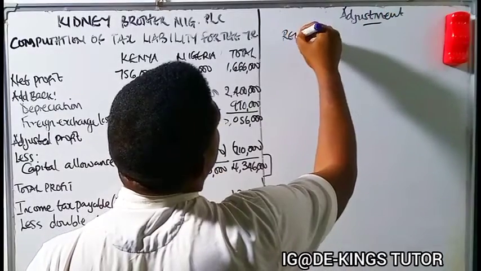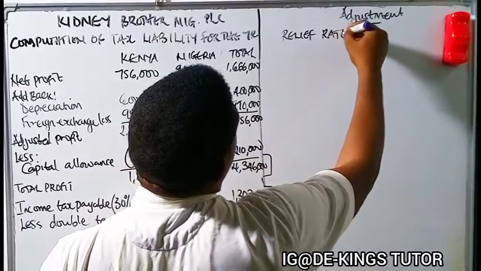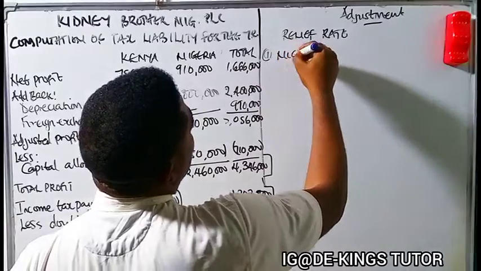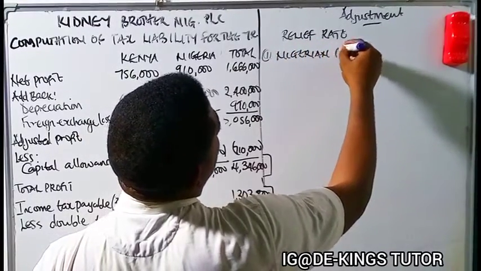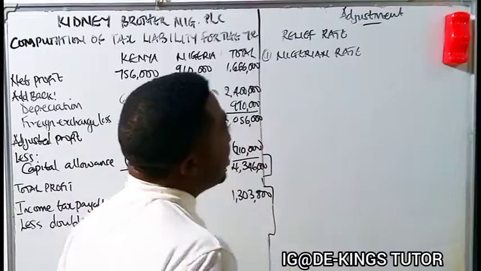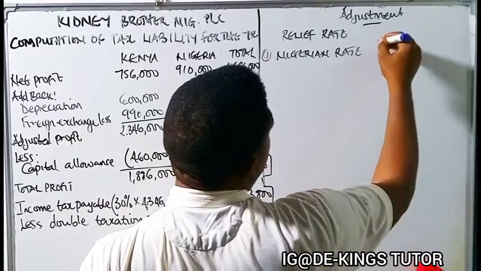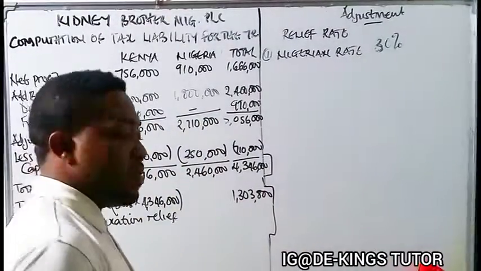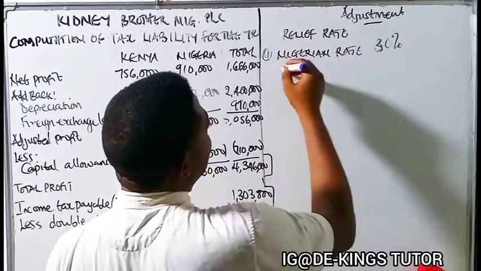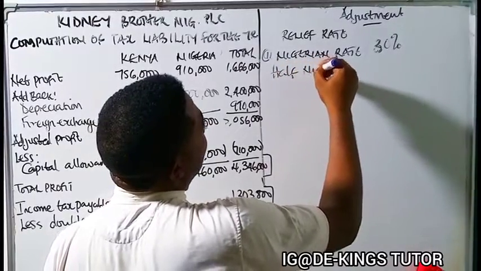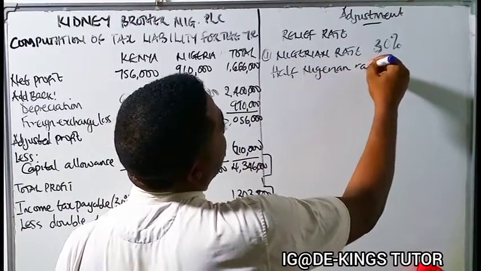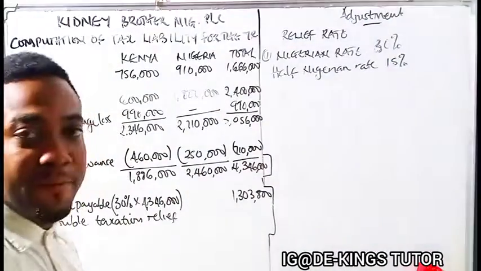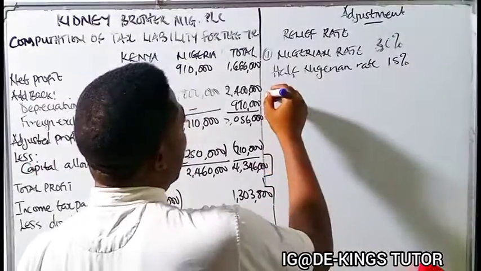Now, there are two conditions that we're going to take into cognizance. Let's see the adjustment. So we want to calculate the relief rate. Now the first one, the Nigerian rate. The Nigerian rate is, of course, 30%. But half of this is called the half Nigerian rate. So half of 30 is 15%. Okay, now the second one we're going to see is the Commonwealth rate.